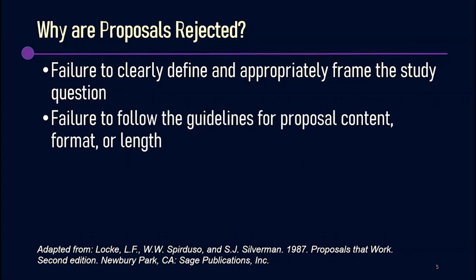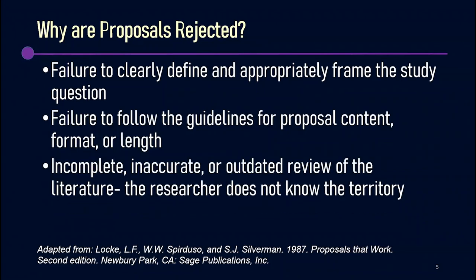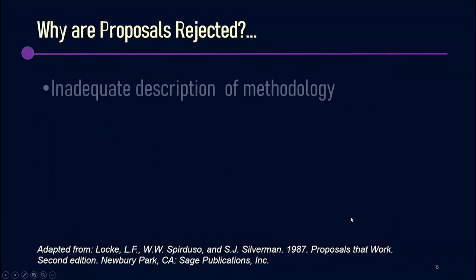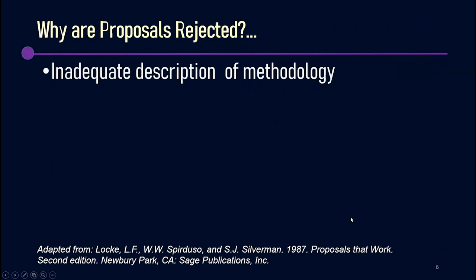Second is failure to follow the guidelines for proposal content, format, and length, which are given by the fund-awarding agencies or ethical regulatory bodies. And third is an incomplete, inaccurate, and outdated review of the literature. This suggests that the researcher doesn't know the territory, and it would be a big no for the reviewer. And the fourth one is inadequate description of the methodology.